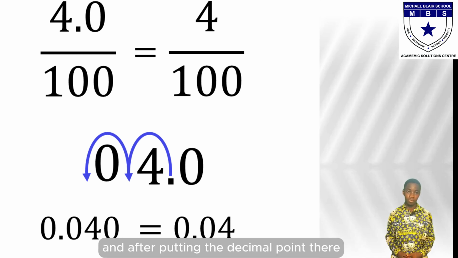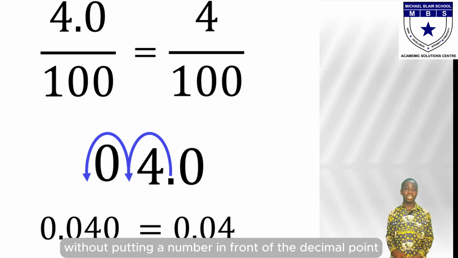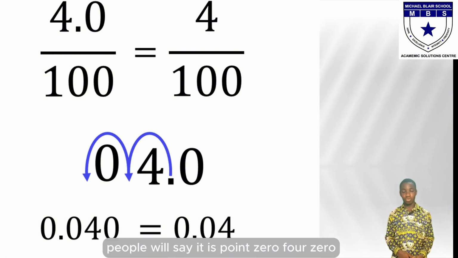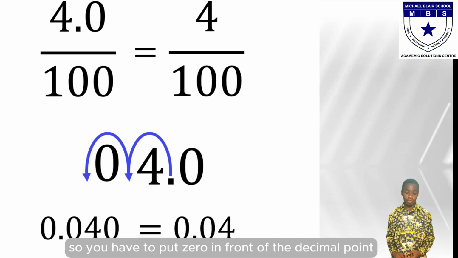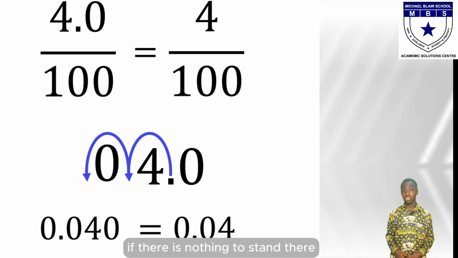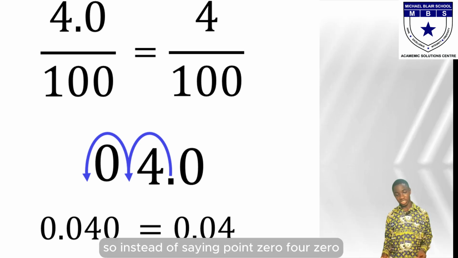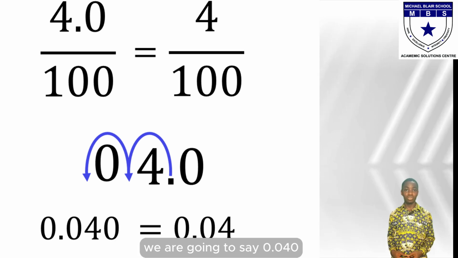And after putting the decimal point there, it is not good to put a decimal point without putting a number in front of the decimal point. When you do that, the number will be pronounced wrong. If you do this, people will say it is 0.040. So you have to put 0 in front of the decimal point if there is nothing to stand there, because we all know that 0 means nothing. So instead of saying .040, we are going to say 0.040.